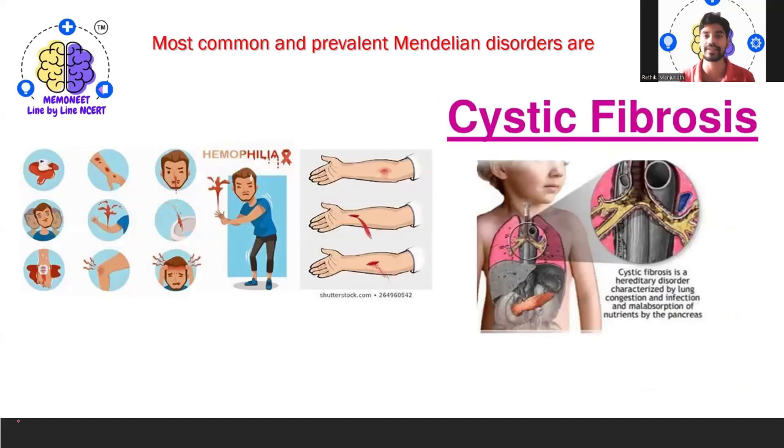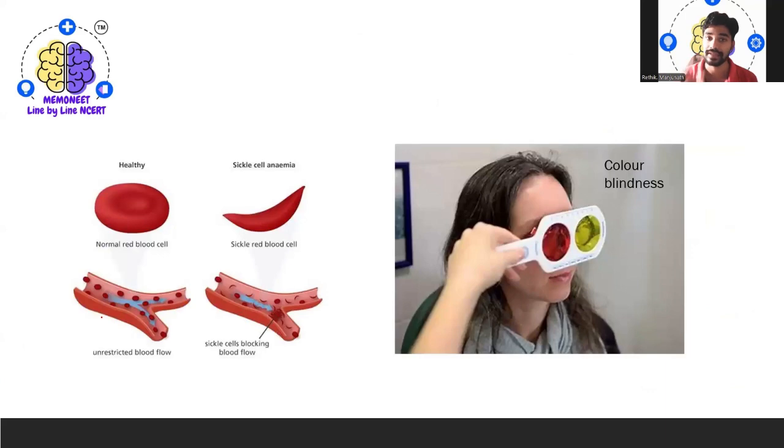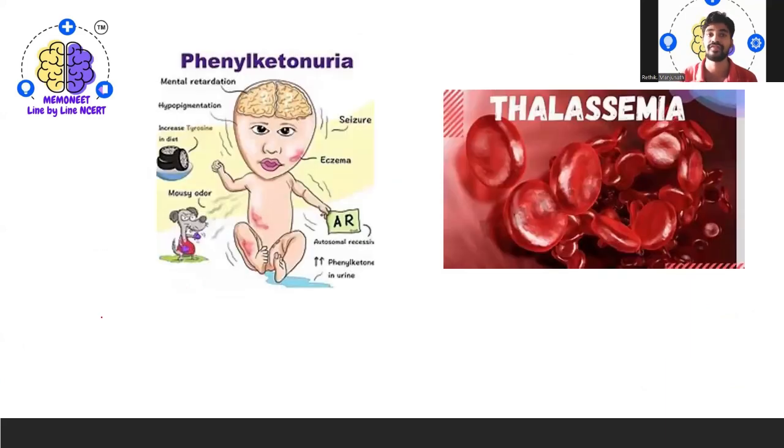Some of the most common examples of Mendelian disorders are hemophilia, cystic fibrosis, sickle cell anemia, color blindness, phenylketonuria, and thalassemia. Now we will dig into detail regarding each example.